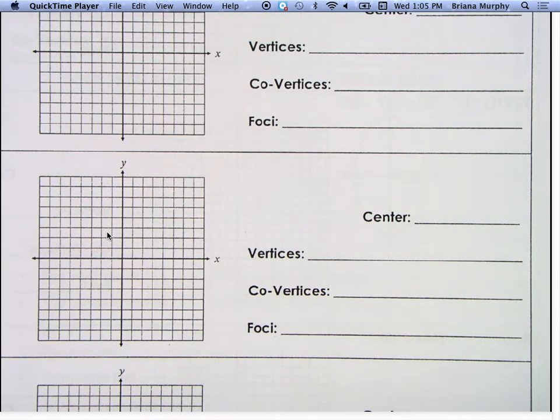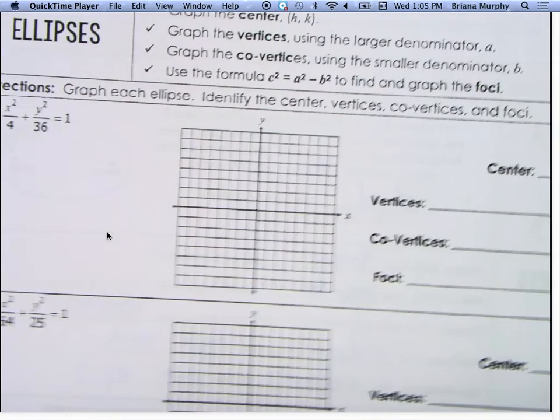I am not going to do all of these because there will not be enough time in class to do them all. But I am going to do some.